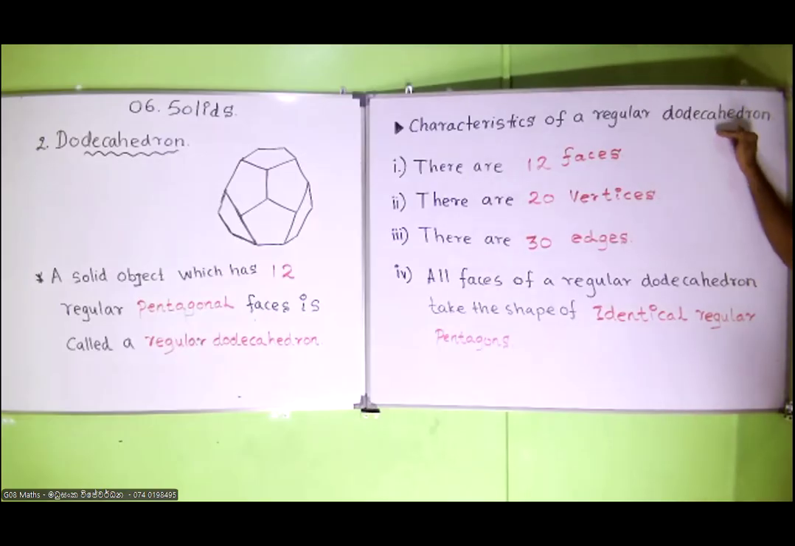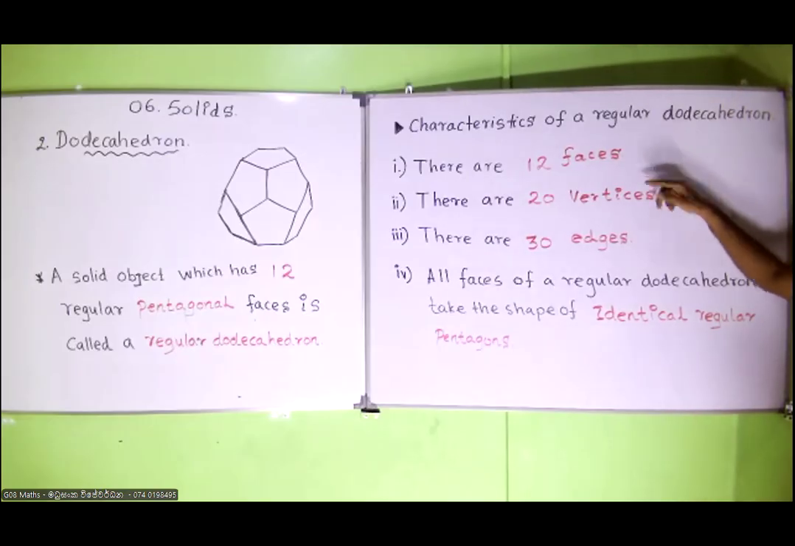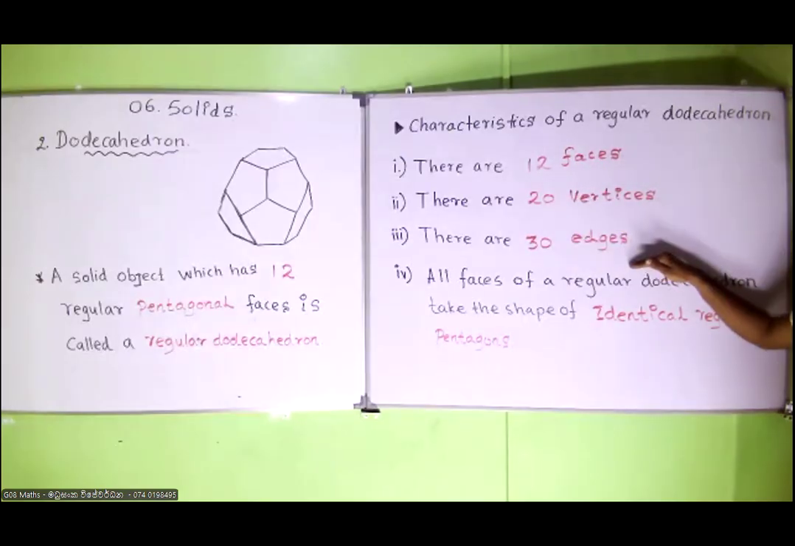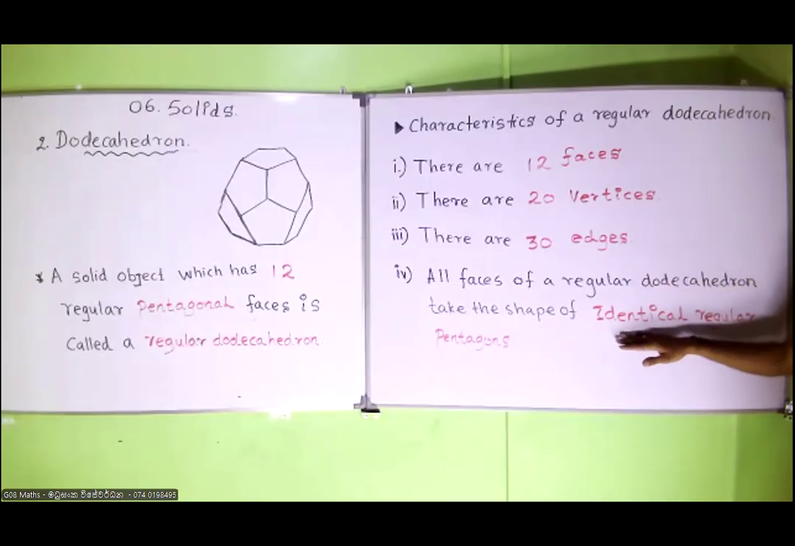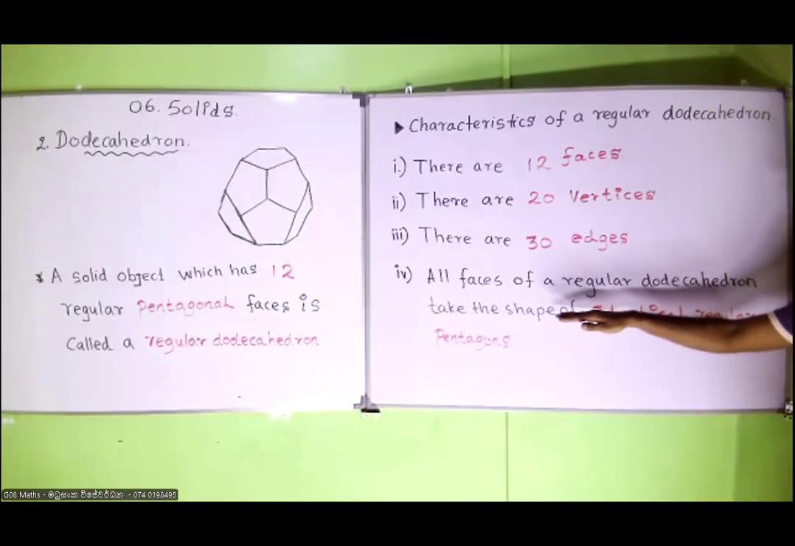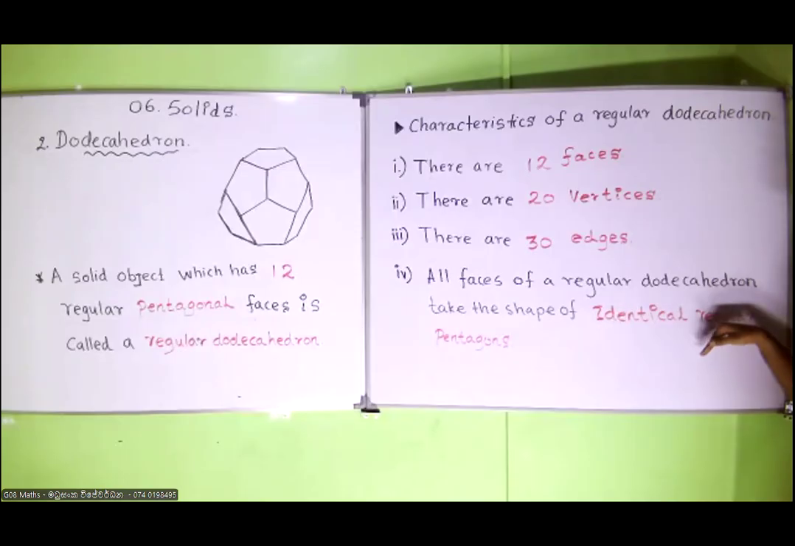For a dodecahedron, there are 12 faces, 20 vertices, 30 edges. And the other special characteristic is, for the regular dodecahedron, a face shape is identical regular pentagon.